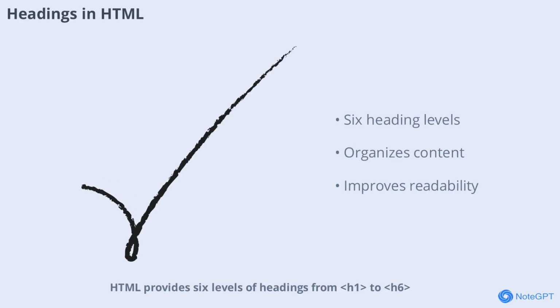HTML provides six levels of headings, from <h1> to <h6>. The <h1> tag is used for the main title, while <h6> is for the smallest subheadings. Headings help organize your content, making it easier for users and search engines to understand the structure of your page. Use headings wisely to create a clear hierarchy and improve readability.